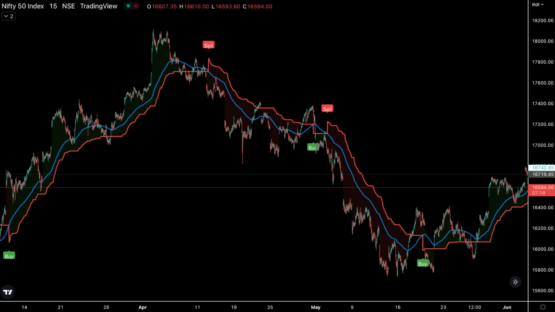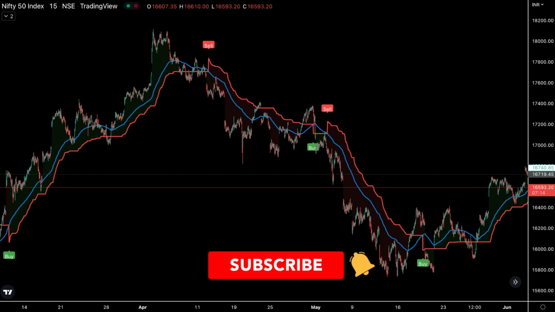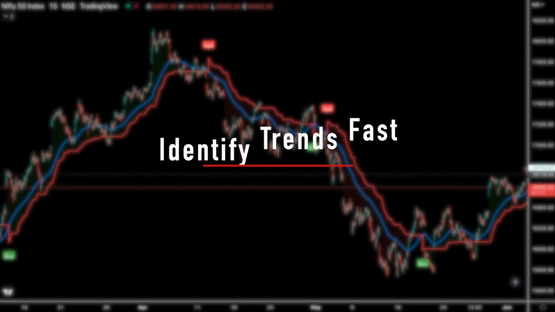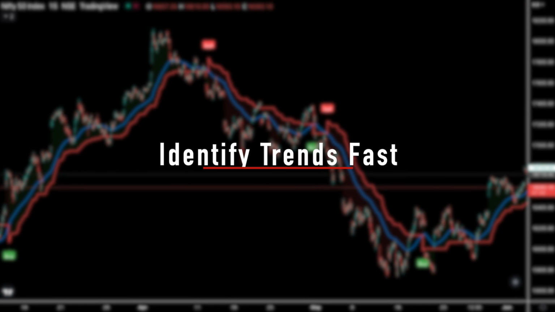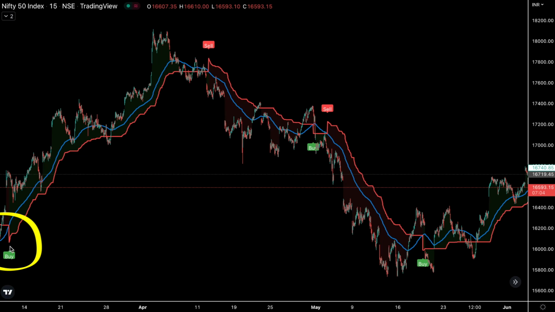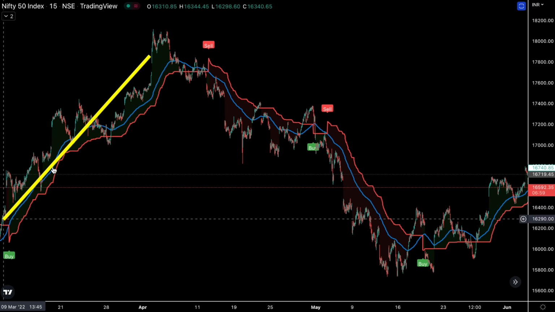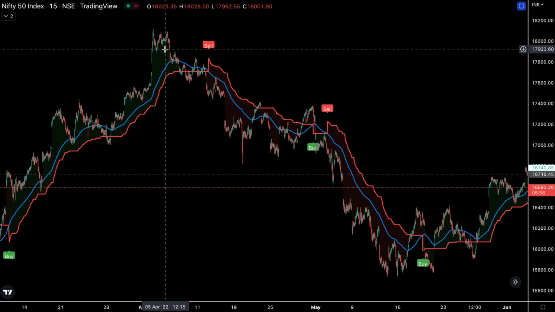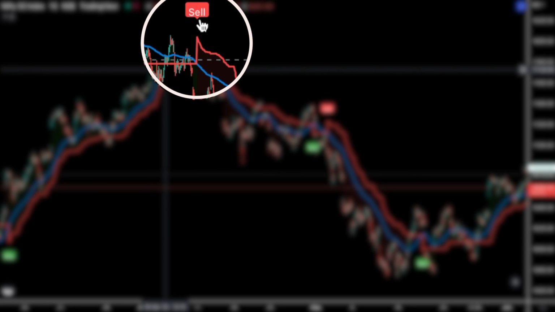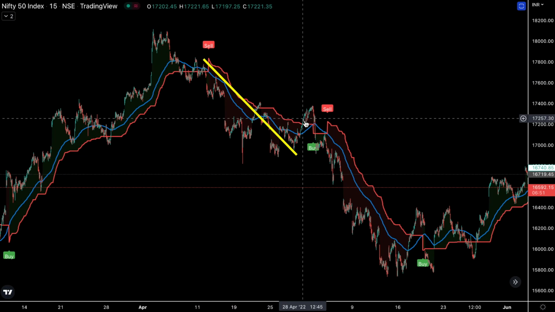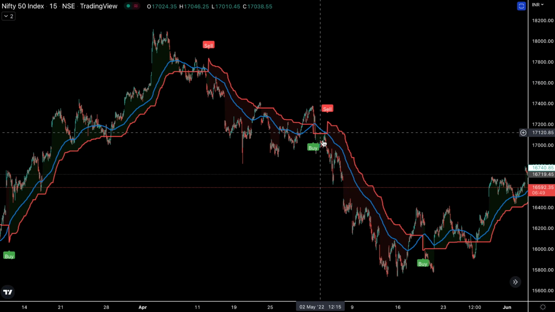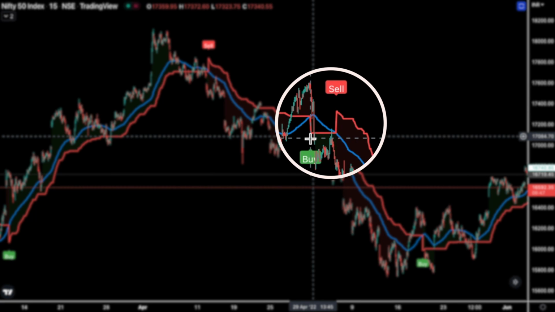Hello, I'm back with yet another trading strategy which is highly profitable, and not just that, it helps you identify trends really well. So let's just get started over here. Here you see the buy signal right here, and this is the up move which is huge. Over here we have the sell signal, and this is the downside. Here we got a buy signal, but the stock moved in the opposite direction. Don't worry, we will fix this in the next step.